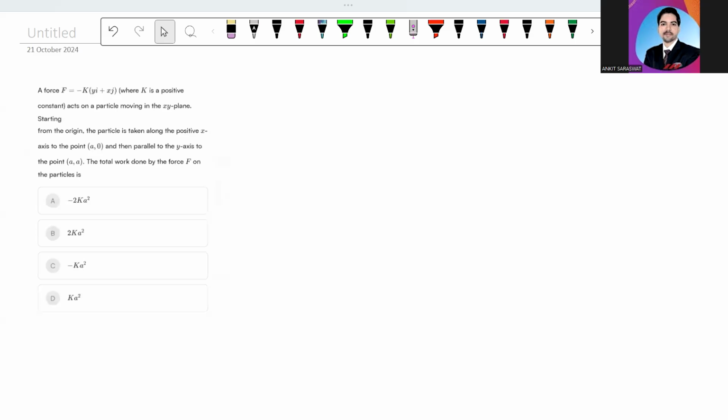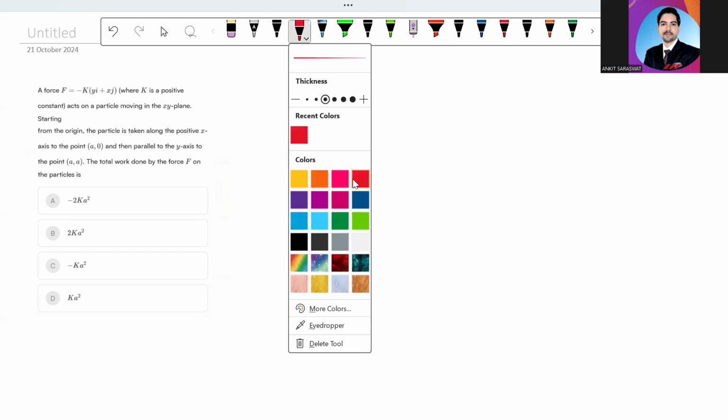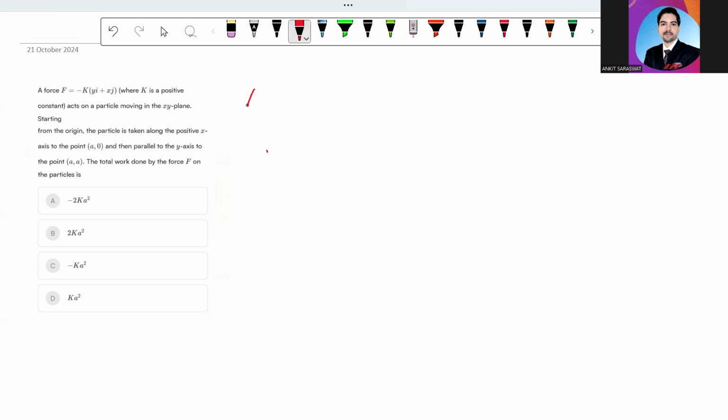So this question, let's take a pen. A force F is equal to minus Kyi plus Kxj, where K is a positive constant, acts on a particle moving in the xy plane.